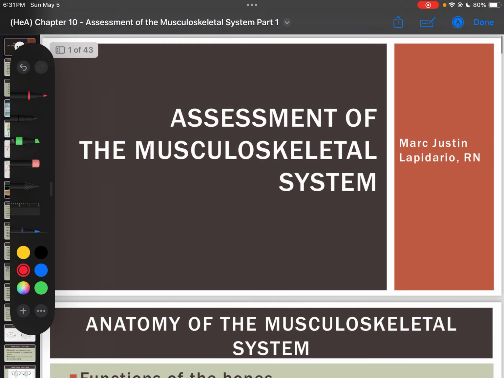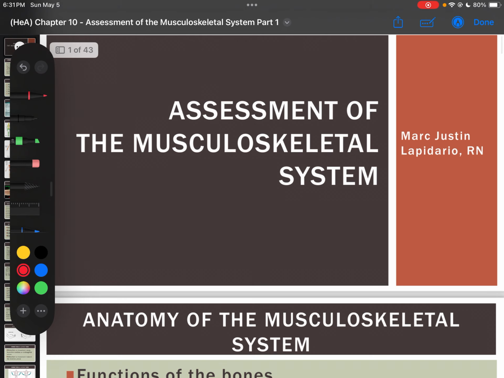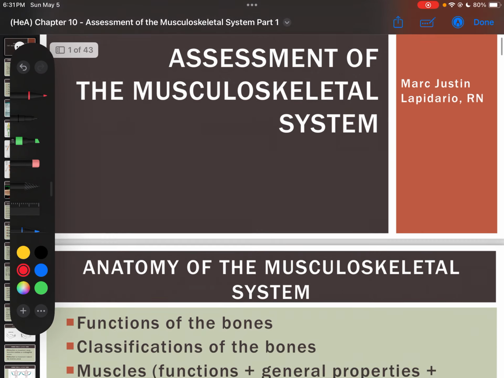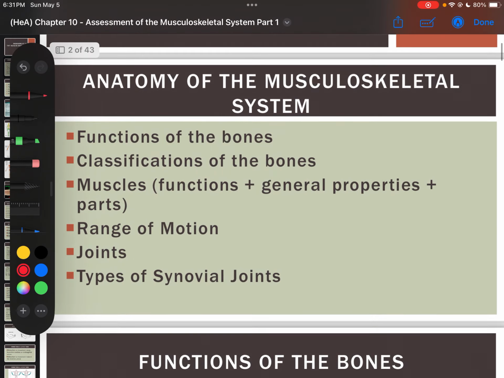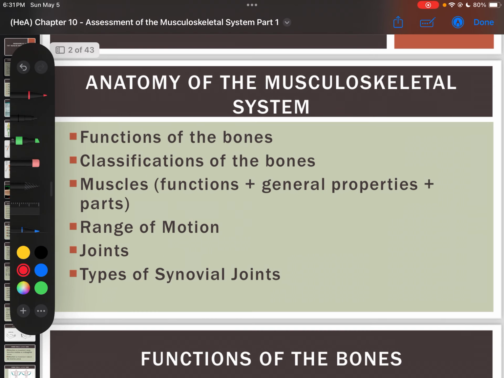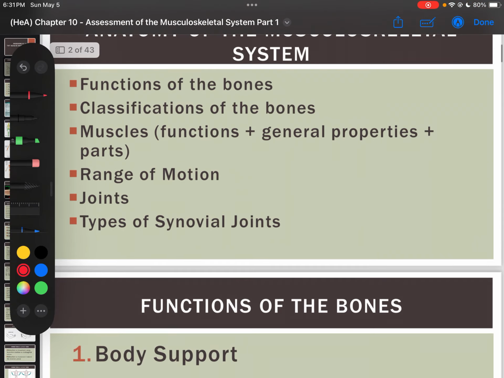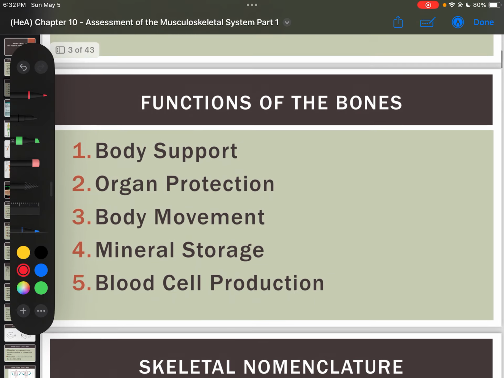Today we will discuss the anatomy and subjective data for assessment of the musculoskeletal system. We will start with the anatomy. Now this slide will show you our overview of the topics that we will discuss today. We will also add the subjective data. First is the function of the bones.